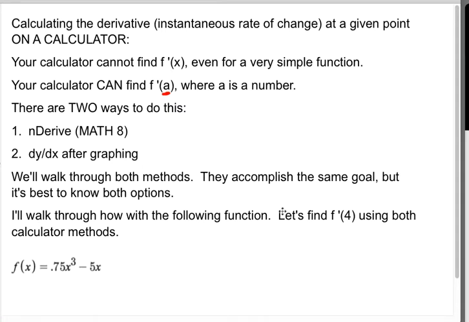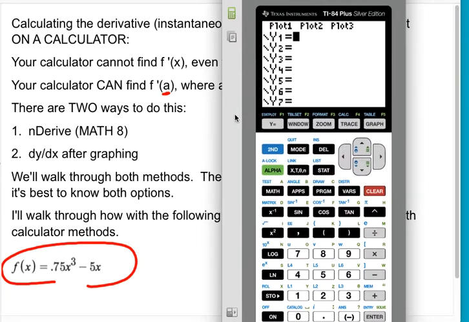So I'm going to show you how with both of them to find f prime of 4 using this function, right? I'm going to put this function into Y1 in either case, because to be honest, it makes my life a lot easier if it's already in here. So 0.75x to the third minus 5x, okay? So that's my Y1, okay? So I'm going to put this in.